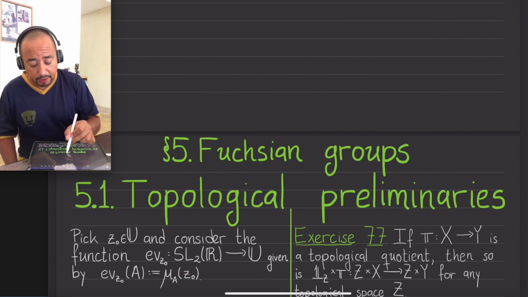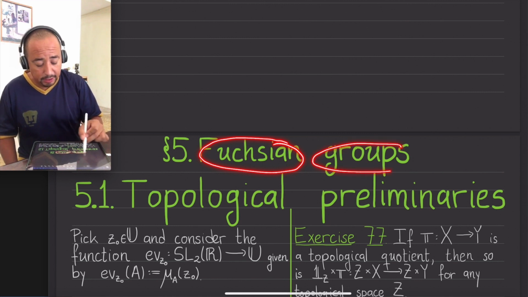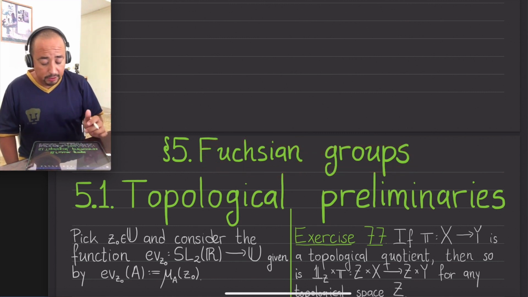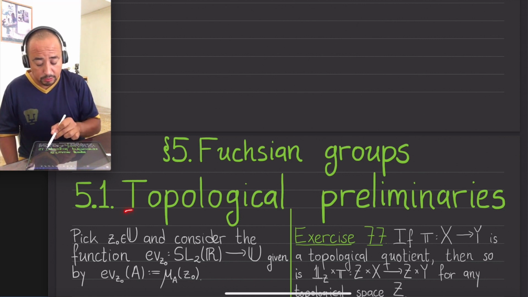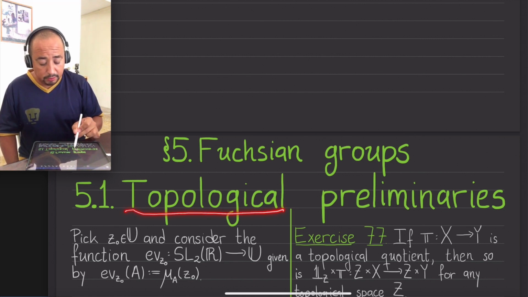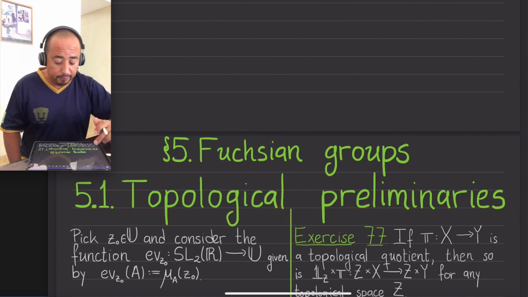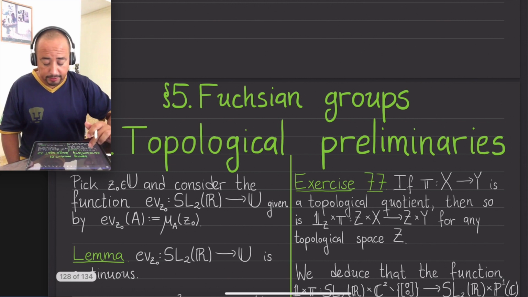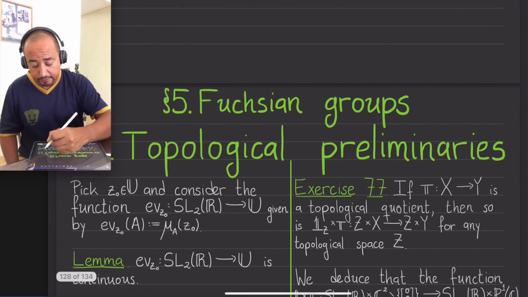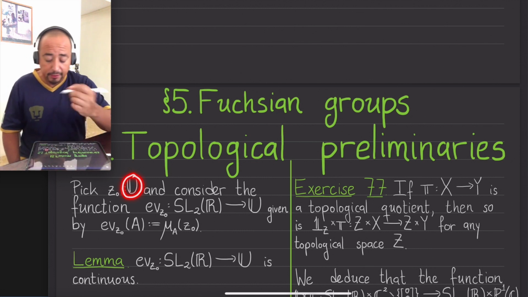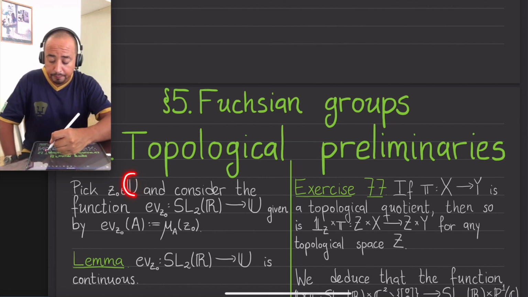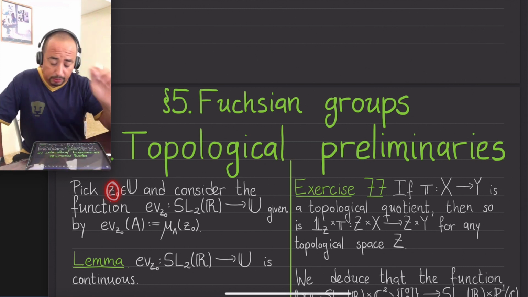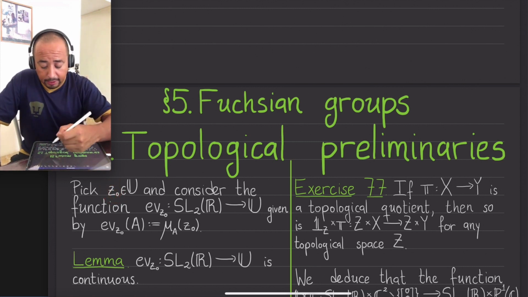So today the Fuchsian groups are not really going to appear, because today is going to be devoted to speaking about some preliminaries, some topological preliminaries. So let's start with this consideration. Fix a point in the upper half plane, say in U. Pick this point. We're going to keep it fixed for a while.